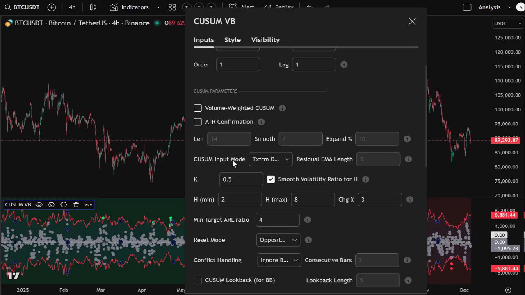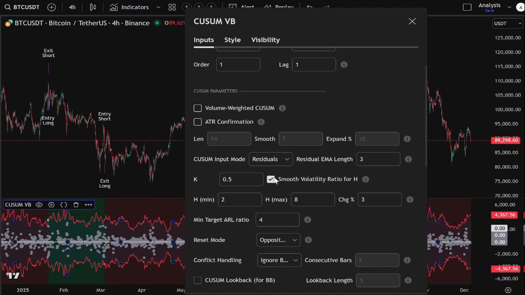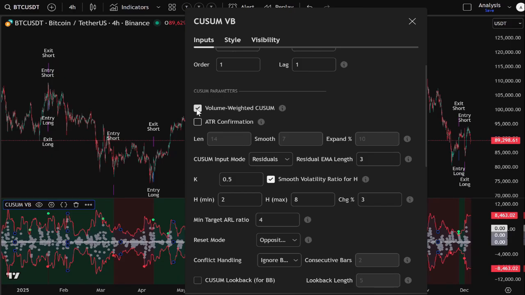Let's look at the CUSUM input mode. This one selects the transform data of the price series, or you can select the residuals, which is the residuals of smooth price difference. You can also select volume-weighted CUSUM, and this helps to avoid signals with low volume periods.